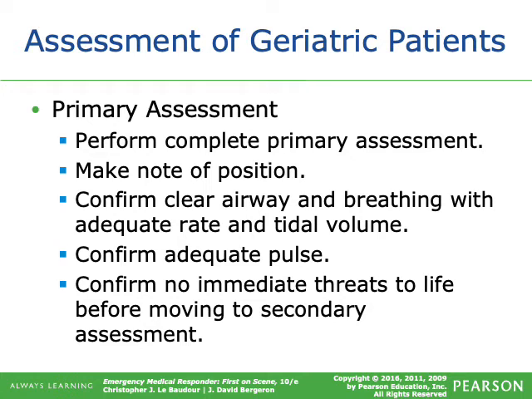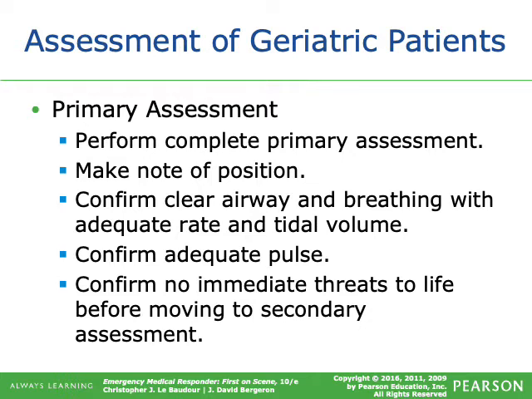During your primary assessment, you want to complete your primary assessment. Make note of the position of the patient. Confirm the airway is clear and breathing is adequate with a good tidal volume. Confirm that the individual has an adequate pulse. Confirm that there are no immediate threats to life before moving to secondary assessment.